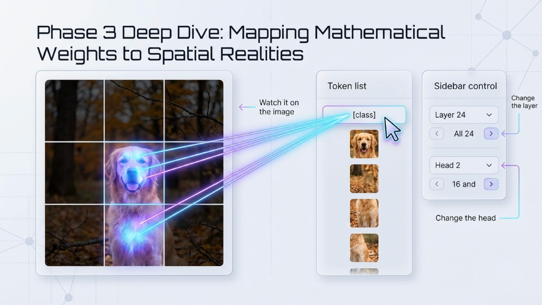But numbers alone aren't enough. We map these mathematical weights directly to spatial realities. Using the interface's sidebar, you can select any layer and any head, and watch the attention focus project back onto the original image of the dog. This allows you to visually inspect exactly where the model is looking.